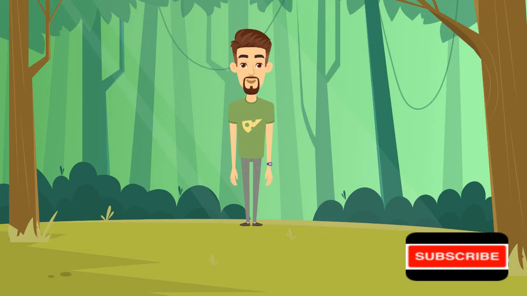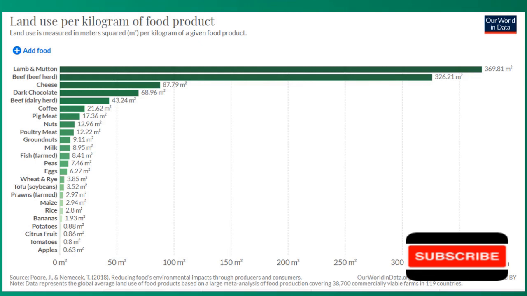How do the land footprint of different food products compare? Which foods used the most and least land in their production? We can look at these comparisons based on mass, the land used to produce 1 kilogram of food product.